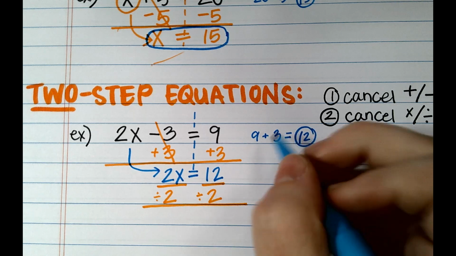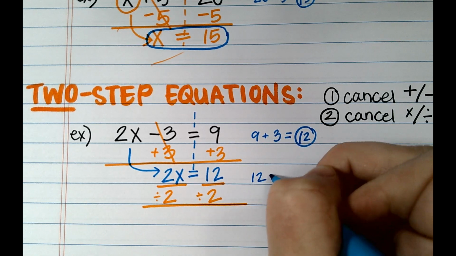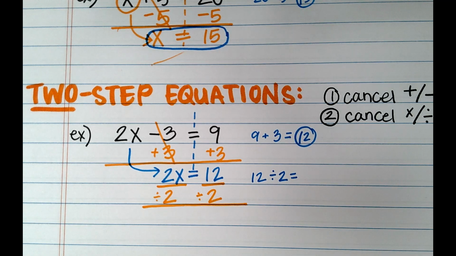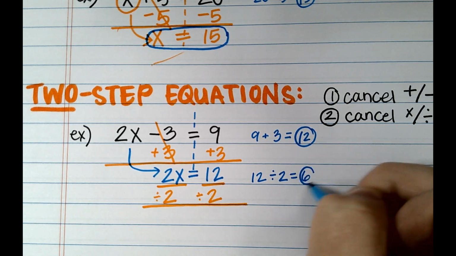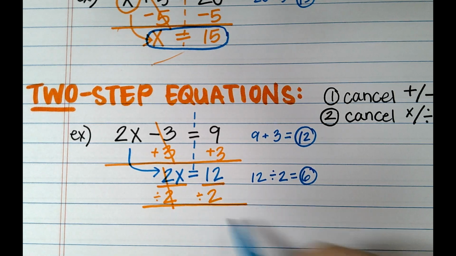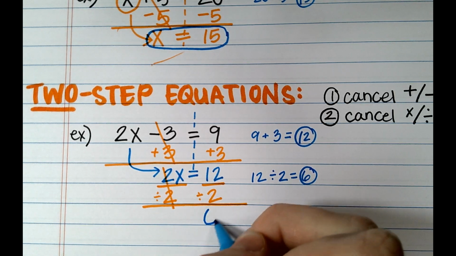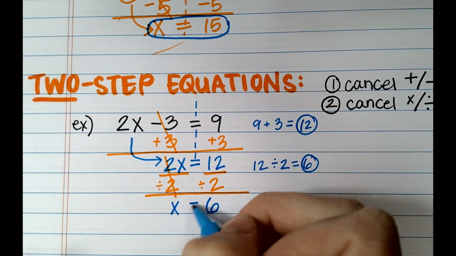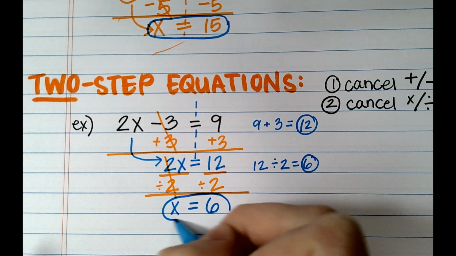My 2's cancel, and I'm going to write over here 12 divided by 2 is 6. So I'm going to cancel this. 12 divided by 2, we found out, is 6. So x equals 6. Good.